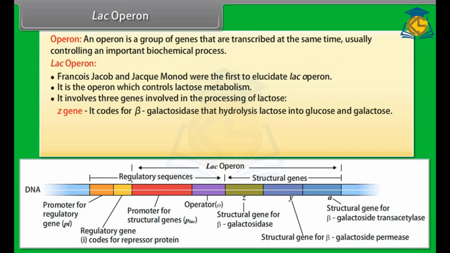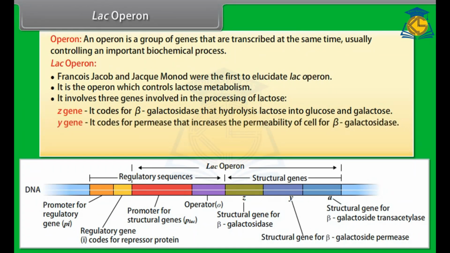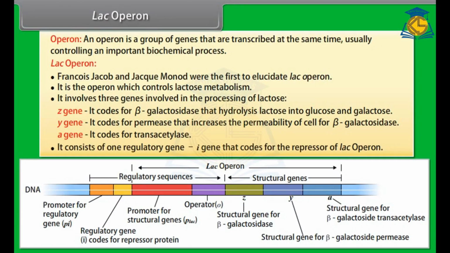Z gene. It codes for beta-galactosidase that hydrolyzes lactose into glucose and galactose. Y gene. It codes for permease that increases the permeability of the cell for lactose. A gene. It codes for trans-acetylase. It consists of one regulatory gene, the I gene, that codes for the repressor of the lac operon.